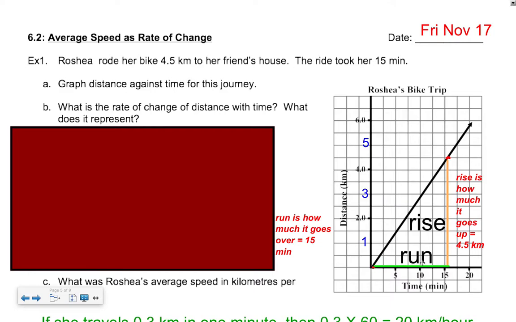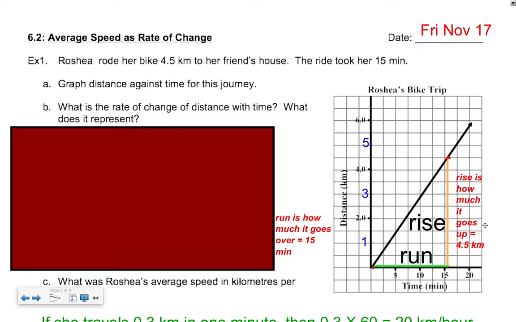The bottom part, it's always a right angle triangle. The bottom part of the triangle is what we call run. And you can measure run by how much it goes over. So it starts at 0, it ends at 15. So the run is 15 and it's minutes because that's the unit of that axis. In these graphs today, it's always time on the bottom and distance on the side. They're distance time graphs. Okay?